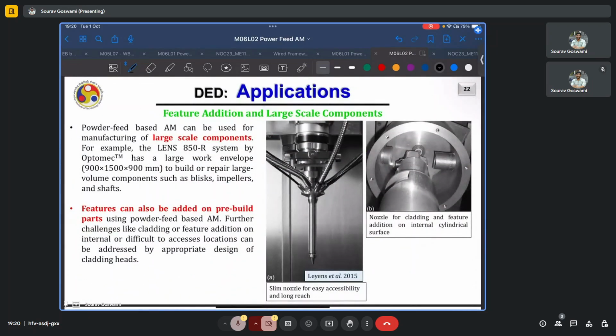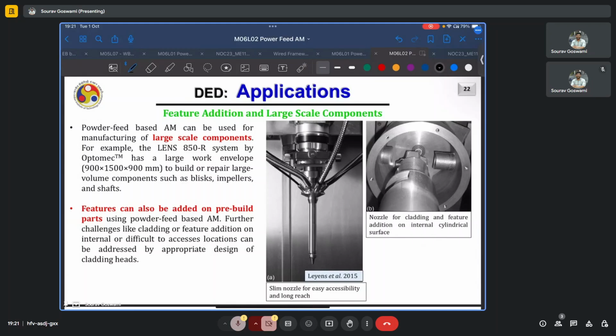Powder feed-based DED finds use in some very interesting applications, such as in feature addition and for large-scale components. Powder feed-based AM can be used for manufacturing of large-scale components, such as the LENS 850-R system by Optomec, which has an exceptionally large work envelope of 900 cross 1500 cross 900 mm to build or repair large volume components such as blisks, impellers, and shafts.